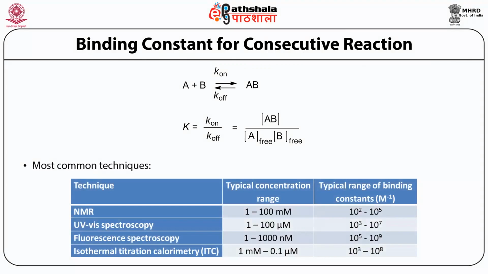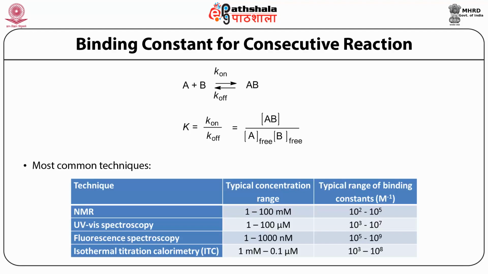So how can you determine the binding constant? There are many techniques known for determining the binding constant. However, each technique is applicable to a specific concentration range, or is involved with a typical range of binding constant. NMR can be employed to get binding constants in the order of 10 to the power 2 to 10 to the power 5, which involves samples in the range of concentration 1 to 100 millimolar.